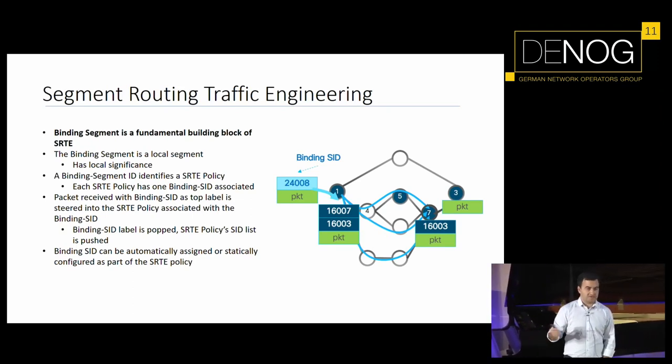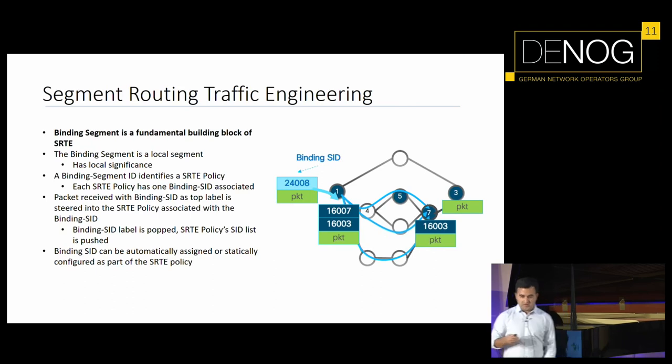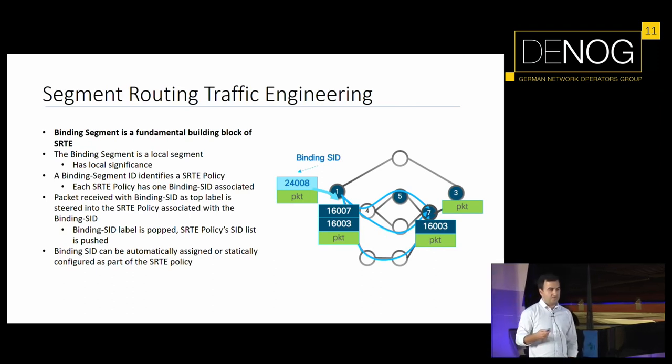And that's basically based on the standards and the RFCs, okay? Because it also has a different way of working. It's not the same as a tunnel. So binding SID identifies an SR policy. In our example, the source is node 1. The destination is, for example, node 3 on the right side. You say, okay, if a packet comes with a binding SID, so the top label is a binding SID of 24008, it identifies an SR policy, and I know how to treat that packet based on the behavior of the binding SID, and the routers on the way know how to behave in that case.